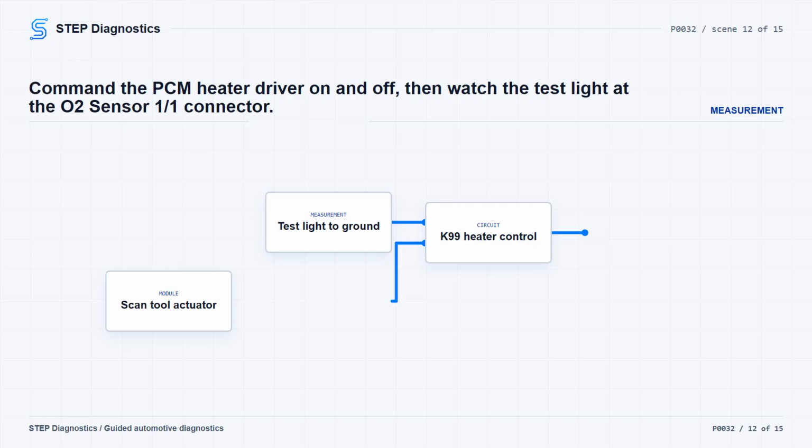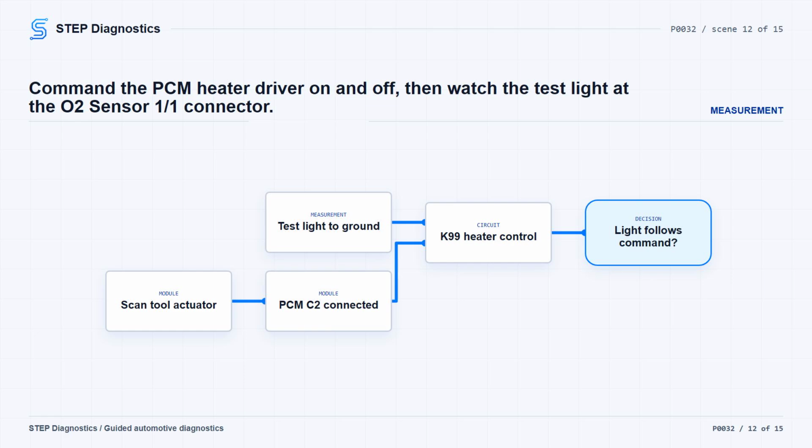Use a 12-volt test light connected to ground and probe the O2 sensor 1/1 K99 heater control circuit at the O2 sensor 1/1 harness connector. With the scan tool, command the O2 sensor 1/1 control to the maximum allowable percentage. The test light should illuminate, and brightness will depend on the commanded percentage. Then command the control OFF at 0%. The test light should go out. If the driver responds correctly both ways, the diagnostic path calls for replacing O2 sensor 1/1, then verifying the repair. If the test light does not respond correctly, continue to the connection checks.